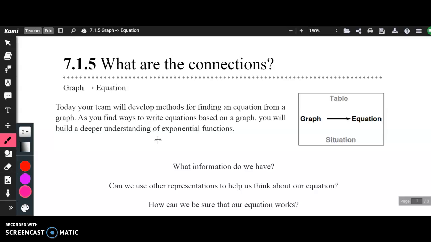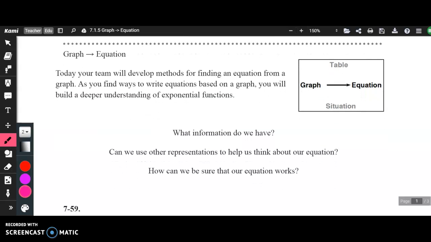What we're going to be doing today is going from a graph to an equation. Today your team will develop methods for finding an equation from a graph. As you find ways to write equations based on a graph, you will build a deeper understanding of exponential functions.